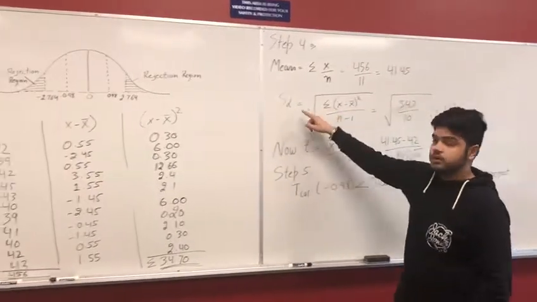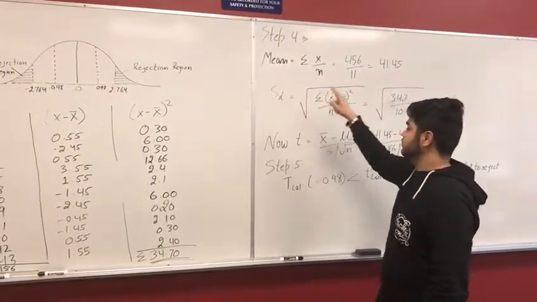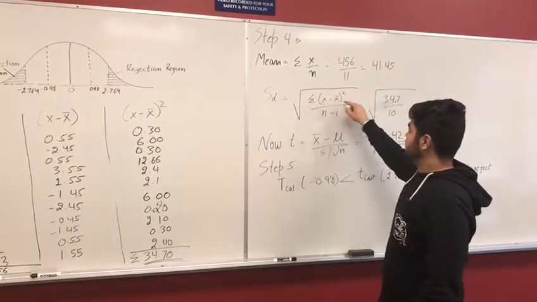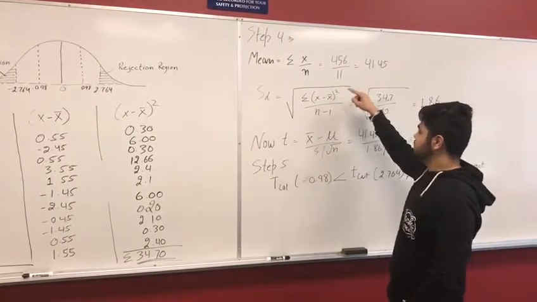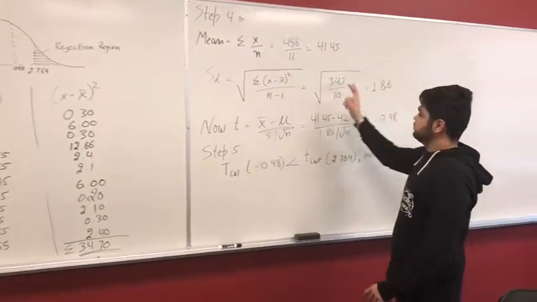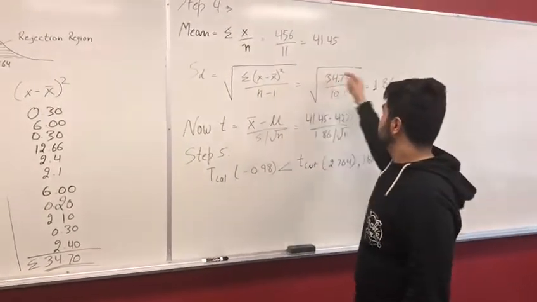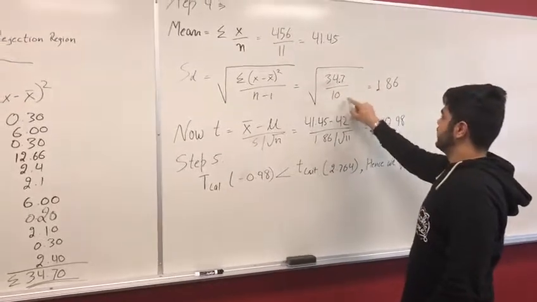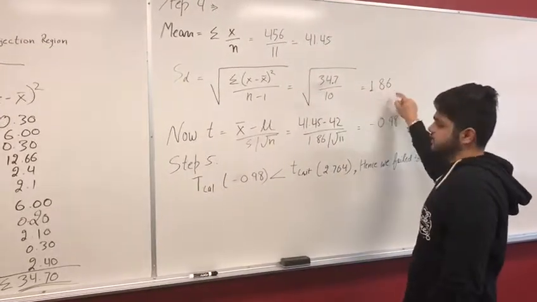So after that, we need to calculate the standard deviation. The formula for this is the square root of the summation of x minus x bar, the whole square, upon n minus 1. And then we just need to put in the values. So that is 34.7 divided by 10. Then the answer is 1.86.